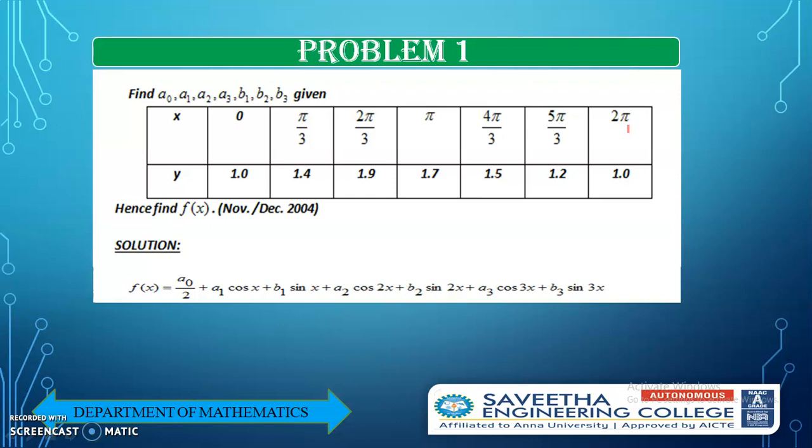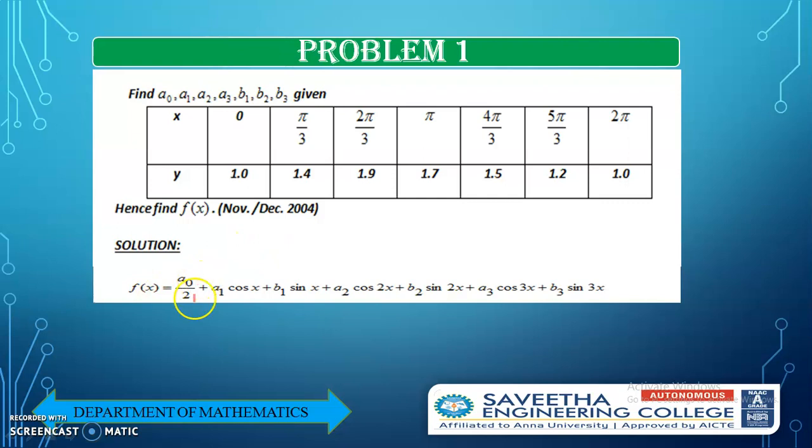But already I told the first value and last value in the y functions are repeated, means we can omit the last value. So here the first value is 1.0, the last value is 1.0, repeated. So I can omit 2 pi here. Therefore n value is 1, 2, 3, 4, 5, 6 only. Therefore n equal to 6 we can take. Don't take 7 here.